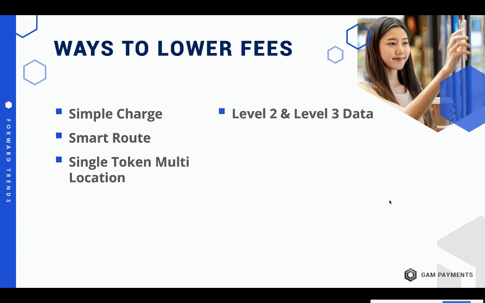Level 2 and Level 3 data. We have a large amount of data that the PARCS systems do not send through to us. We can send it through the processor to end up saving you significant interchange percentages.